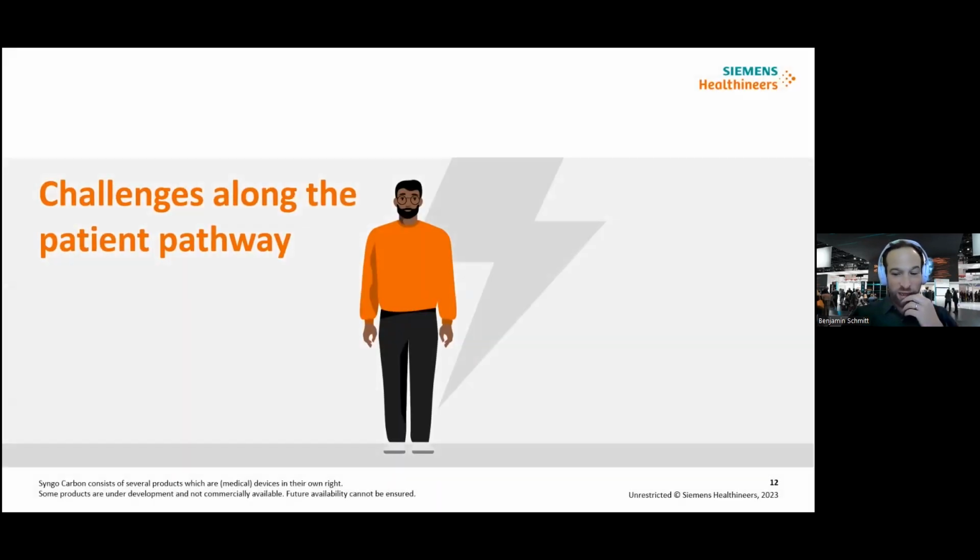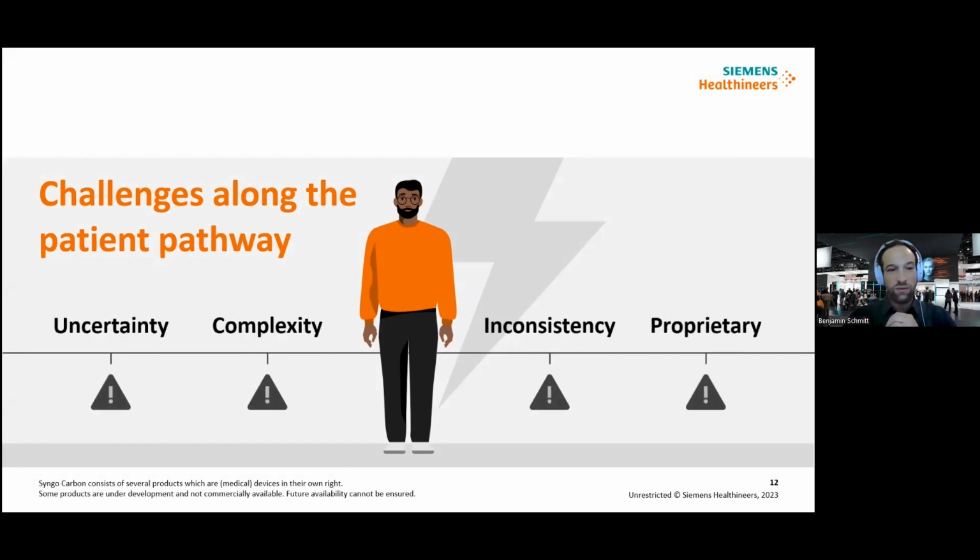Maybe one practical example of what we do in this space, to give you some plasticity around it. We have these challenges along the patient pathway.